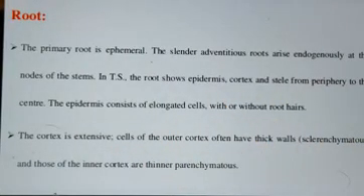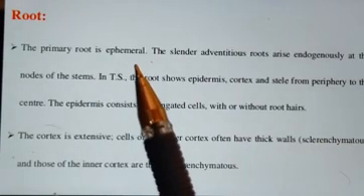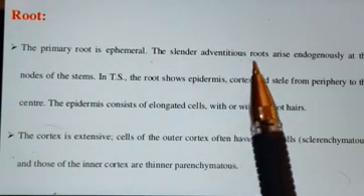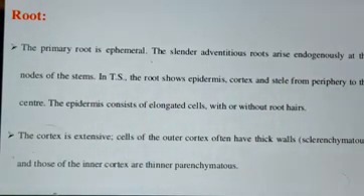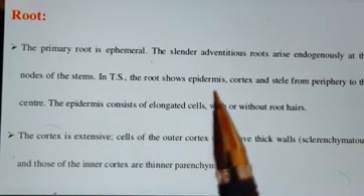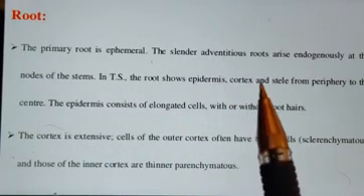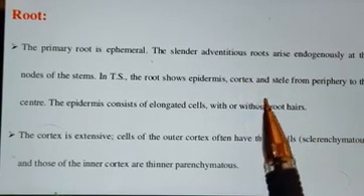Okay, so roots. Roots are the underground part. The primary root is ephemeral. The adventitious roots arise endogenously at the node of the stem. In TS, means transverse section, the root shows epidermis, cortex and stele, same as the TS of stem.